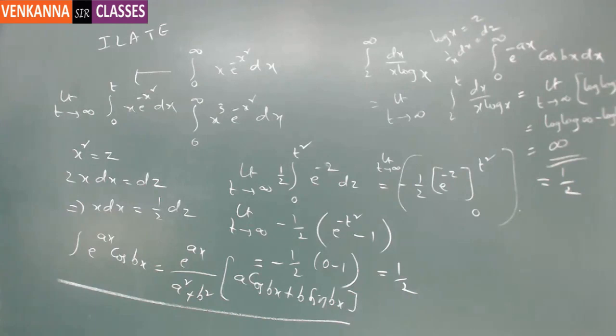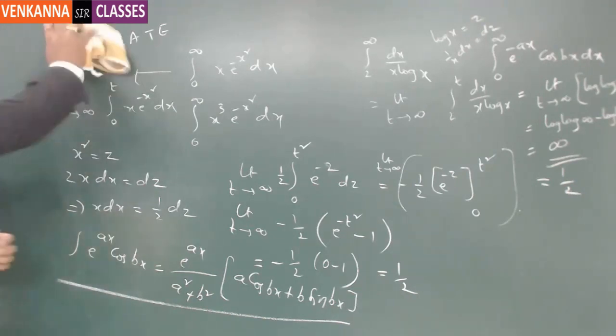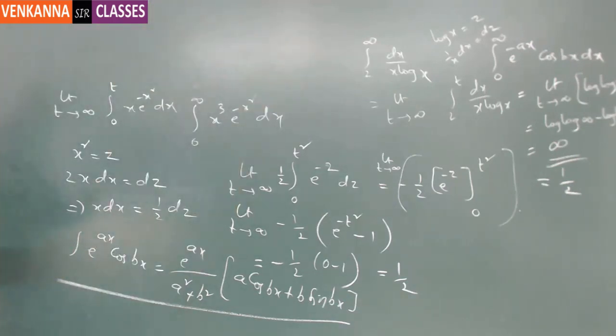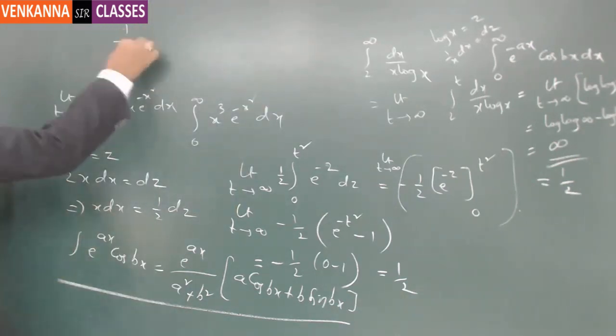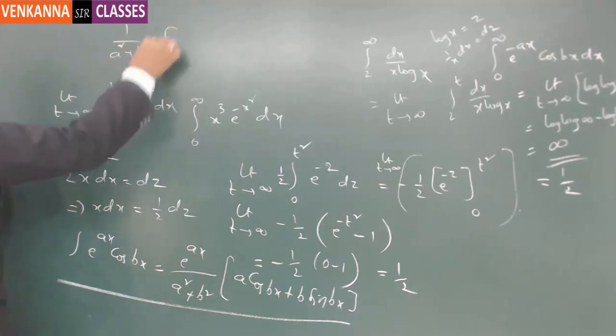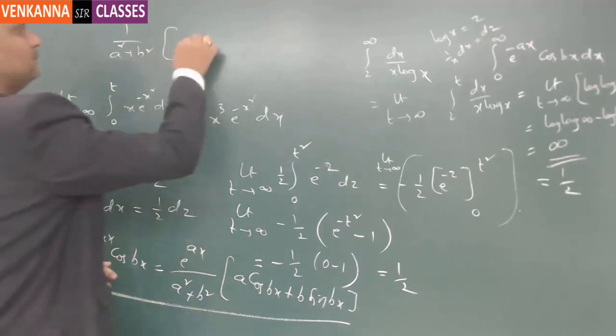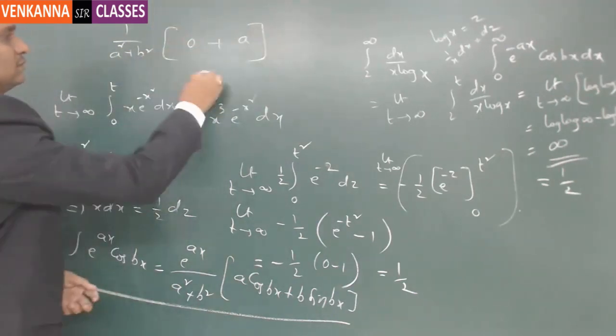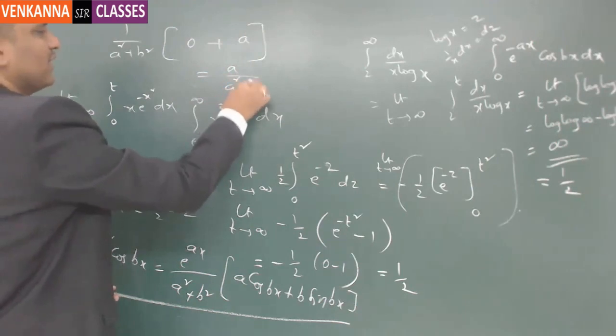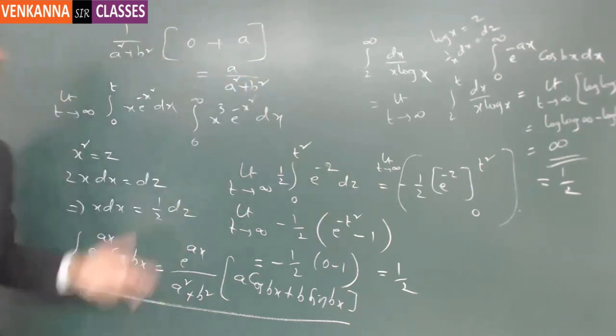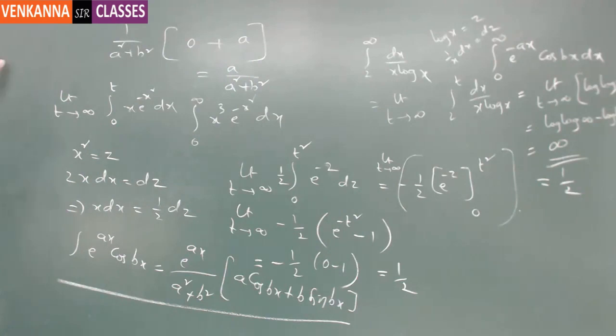Okay, and I will give the solution for you. You are going to get the value as 1 by a square plus b square into, say, 0 plus a, nothing but a by a square plus b square, which is a finite quantity, hence the given integral is convergent. So you please try them on your own right now. If you have a confusion, I will deal them one more time.